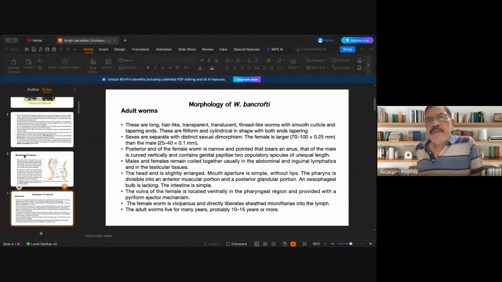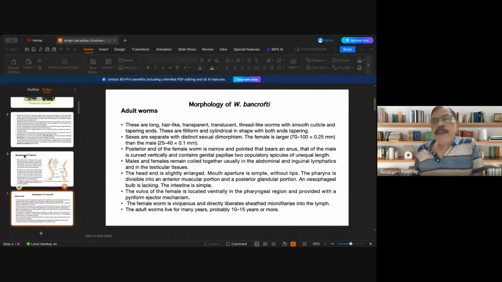Inguinal lymphatics means just around the scrotal region of the males and in the testicular tissues. That is why they infect such regions, leading to the development of hydrocele or inflammation of the inguinal canal. The head end is slightly enlarged, and the mouth parts are simple, without lips. The pharynx is divisible: the anterior muscular portion, which is required to obtain the food, and a posterior glandular portion. An esophageal bulb is lacking. The intestine is very simple and straight. The female is viviparous.